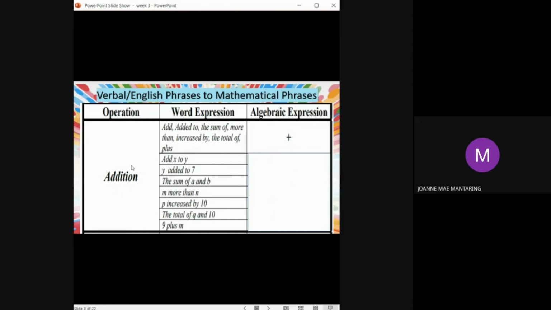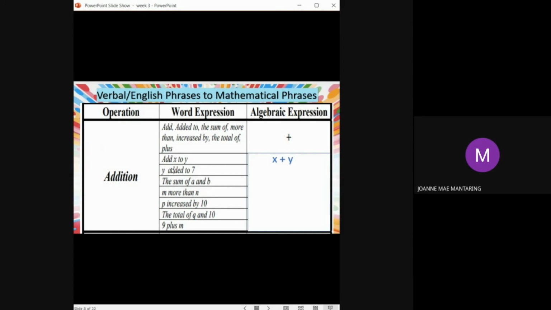Okay. Here are the other English keywords associated with addition. We have added to, the sum of, more than, increased by, the total of, plus. So ito lahat po, we are talking about addition. So add x to y. So we have x plus y. How about add y to x?